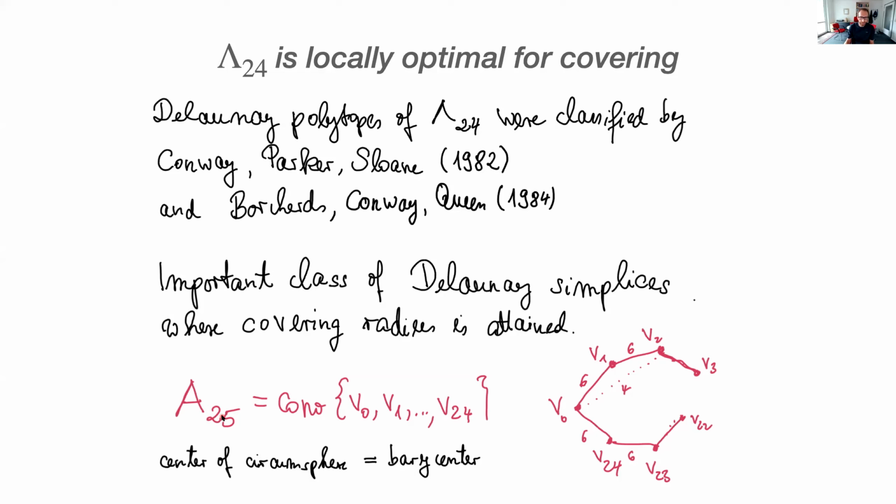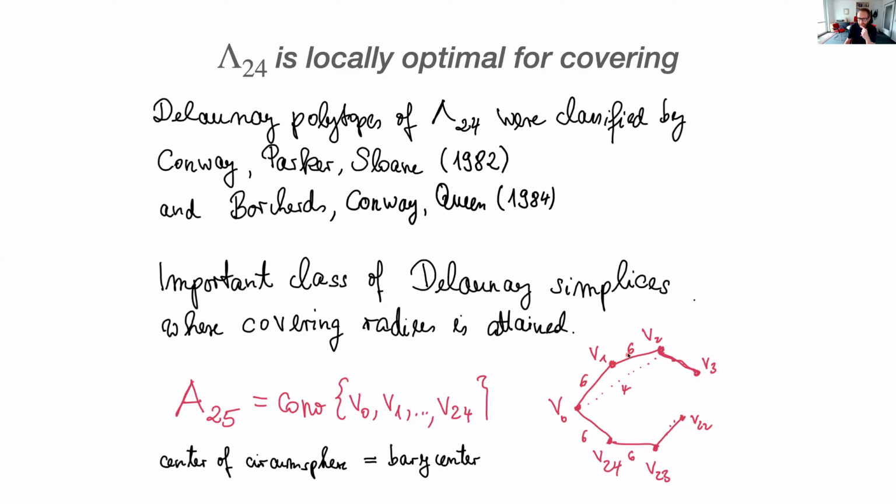So A25 is the class of Delaunay simplices, the convex hull of vertices v0, v1, up to v24. And the good thing about this Delaunay simplex is that the center of the circumsphere is the barycenter. And the lattice is basically defined as follows. It's defined by this diagram here, this extended Coxeter-Dynkin diagram. So you have all these vertices which form a simplex, aligned on a circle, so it's a closed circle. Then it's meant like this: if two vertices are adjacent by an edge in the circle, then the edge length of the simplex edge is equal to square root of 6.